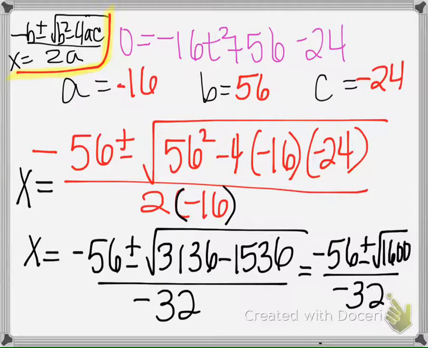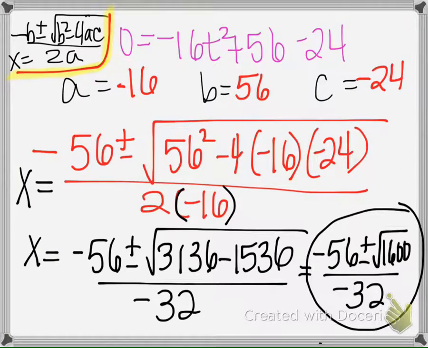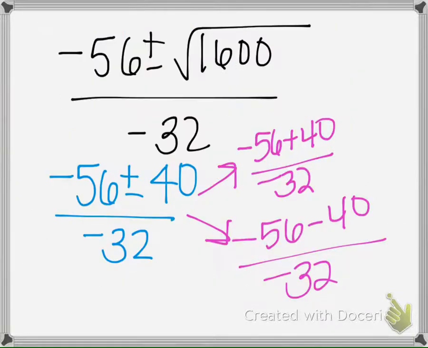Okay, so we plug our numbers into the formula, and when we simplify it, we get to this part here. If we read back the original problem, the directions don't say to round or anything like that, so I'm going to simplify this radical. If we put in our calculator the square root of 1600, or we think about it, 40 times 40 is 1600, we're going to simplify it.